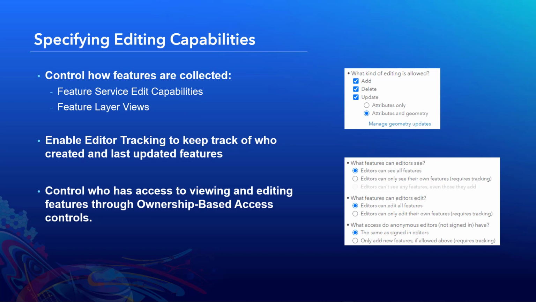So if you want to symbolize the same features in multiple different ways, you can do that with unique view layers. You can also enable editor tracking so that you can keep track of who created and last updated these features. And lastly, you can control who has access to viewing and editing features through ownership-based access controls. So depending on a username, they may only be able to see and edit the features that they own versus everybody else's. You can toggle those settings on or off through the settings of the feature service in the item details page.